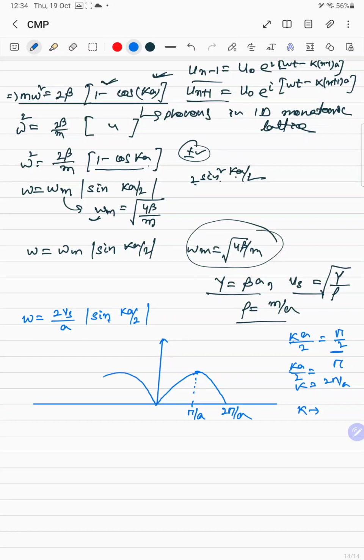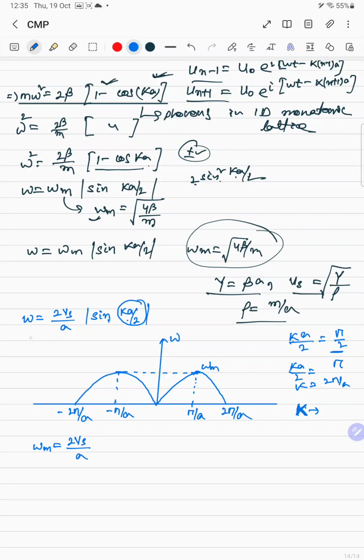The same thing happens on the negative side also. At minus pi by a, this will be maximum, and at minus 2 pi by a, it will be 0. And this is omega m, the maximum value of omega, and that will be omega m equal to, when k by 2 equals pi by 2, twice Vs by a. Clear? Now if you see, I have plotted k on this axis, right?